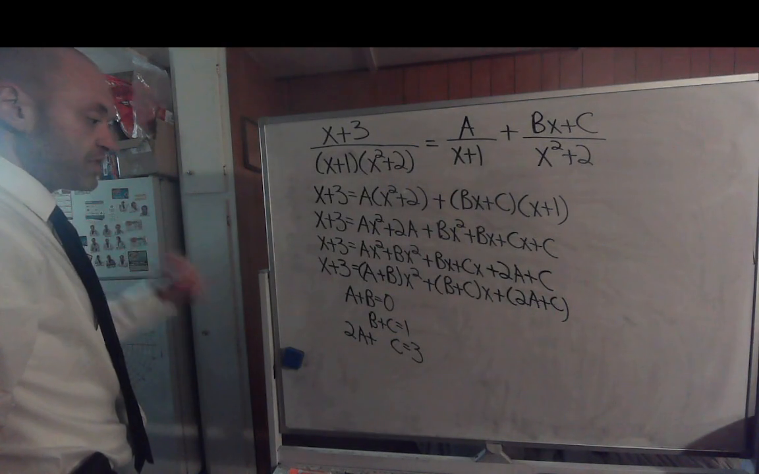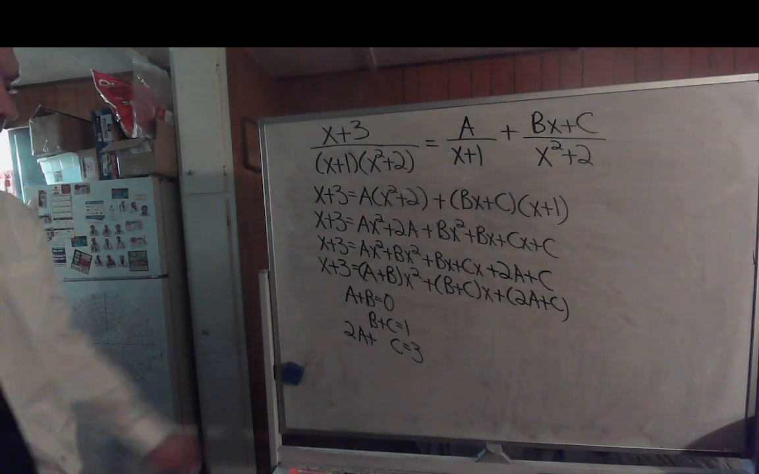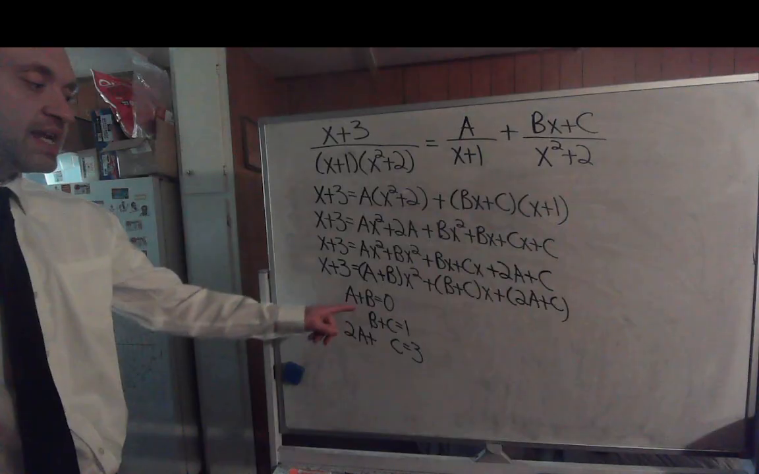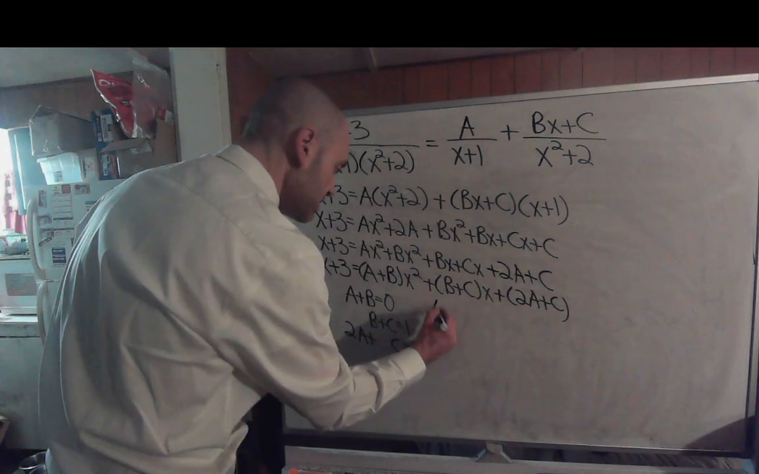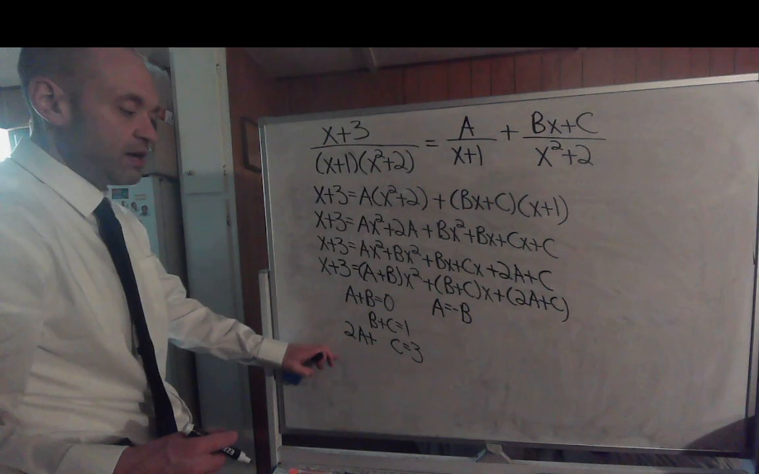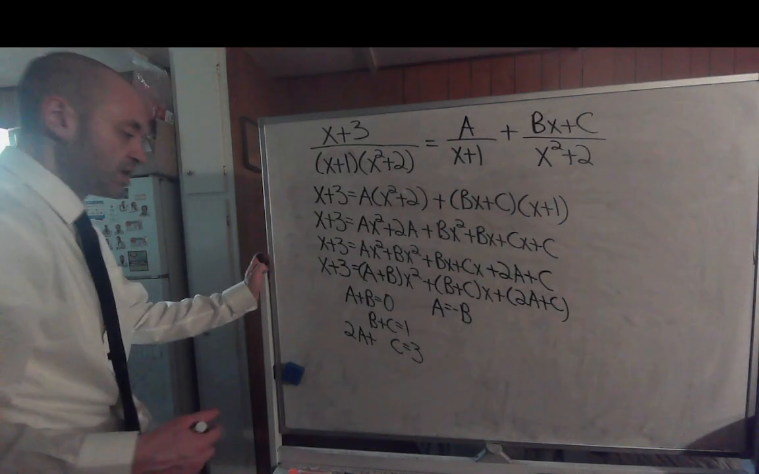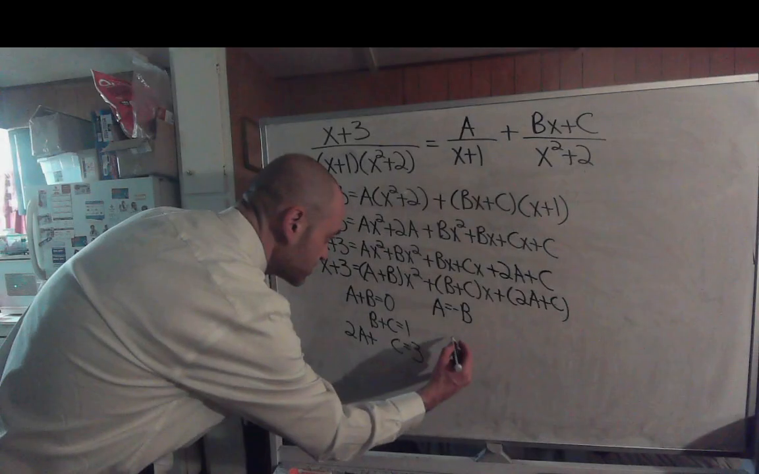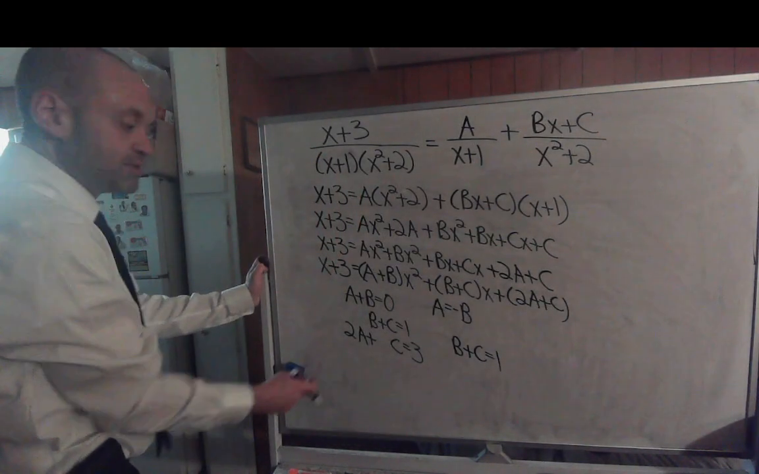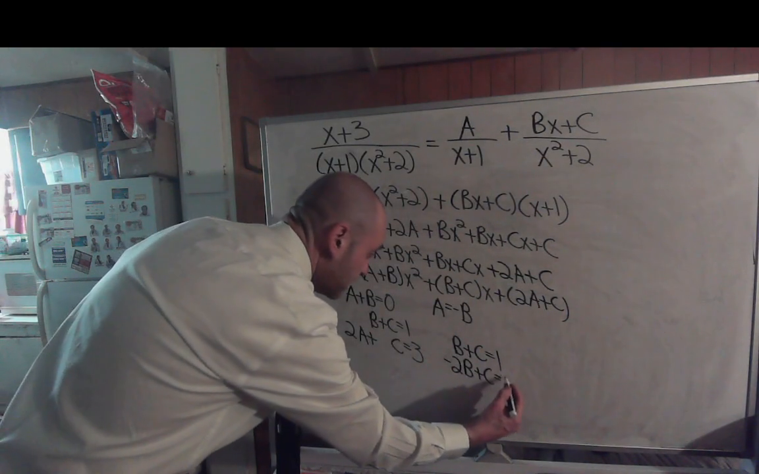Well, I think we can readily do a substitution from the first equation, and we can get that A equals the negative of B. A equals the negative of B is going to be a useful substitution because now all I have to do is put these into the bottom two equations and I can solve for B and C. So that's going to mean that B plus C equals 1, and then if I'm substituting negative B for A, that would be negative 2B plus C equals 3.